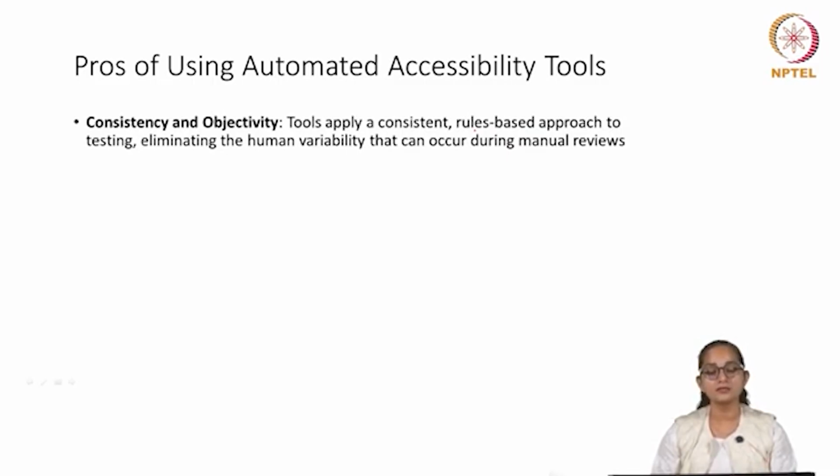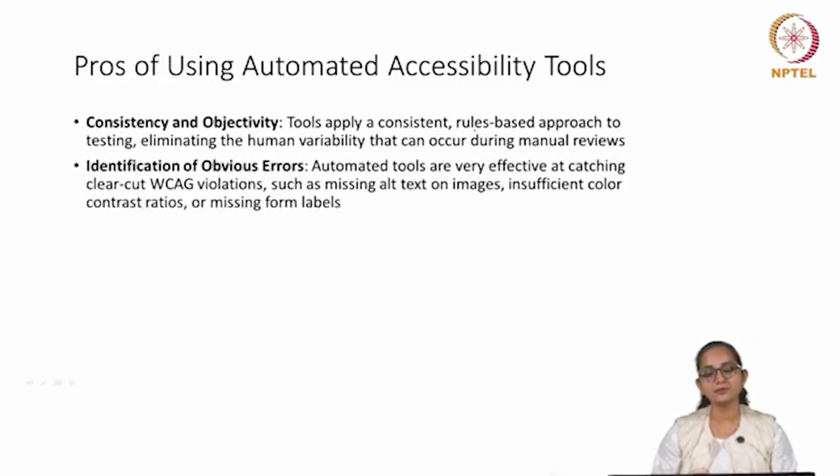Although these web accessibility guidelines, if people are very familiar with them and they are experts, can provide a lot of information and help in a lot of accessibility compliance, human variability can occur, human error can occur during manual reviews. So such tools can offer consistency and objectivity in developing reports, etc. And then it also helps us in identifying obvious errors.